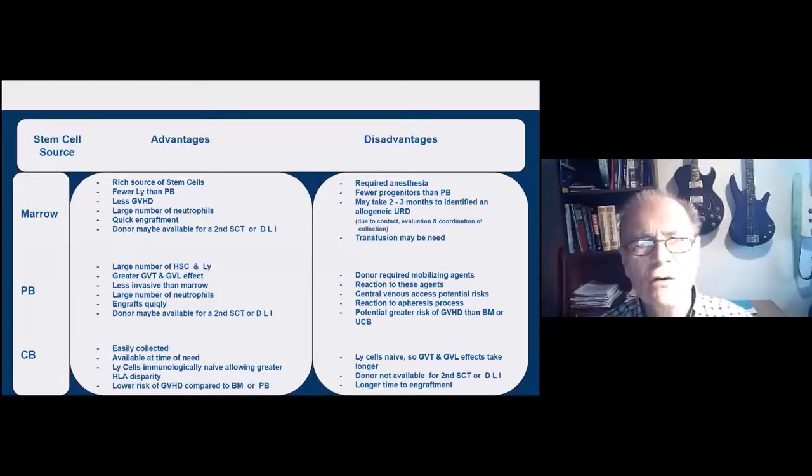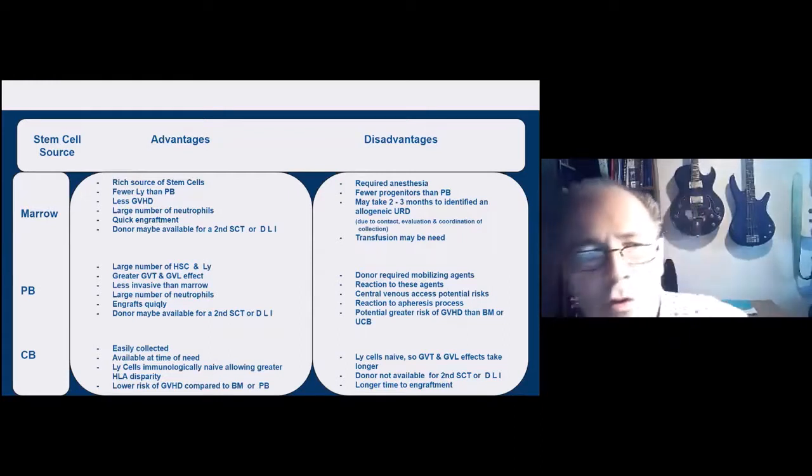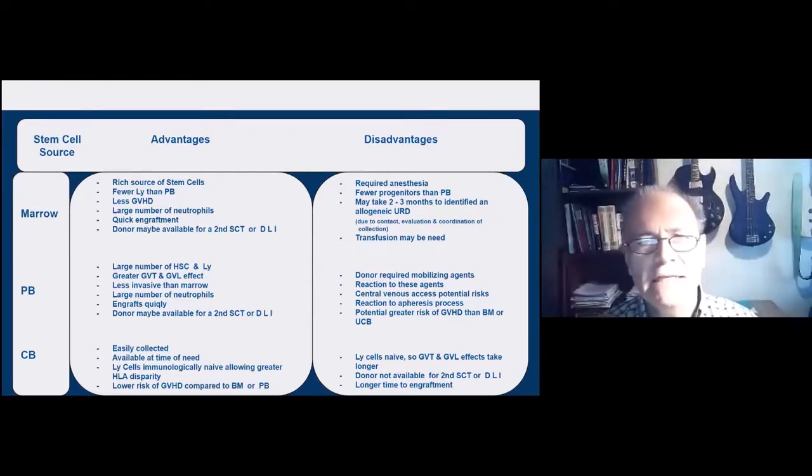And in the case of marrow, you need transfusion because the collection is around 10 to 20 milliliters per kilogram of the recipient. For instance, it's better to have an autologous transfusion for these patients when the marrow is going to be collected.